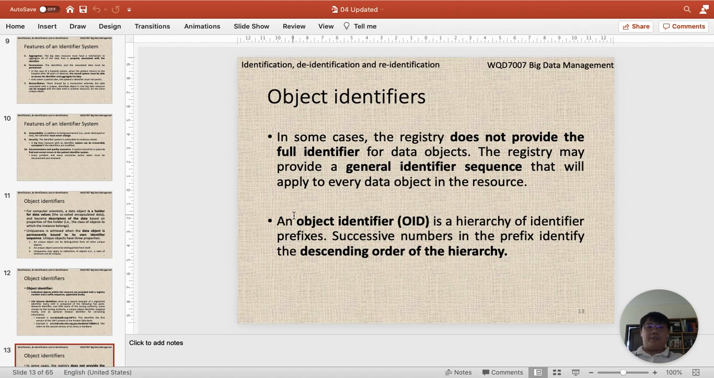So an identifier object over here is a hierarchy of identifier prefixes. Successive identifier prefixes identify descending order of the hierarchy. You notice that every single level you can treat somehow like a class or a grouping. So that it basically helps you to know that your particular identifier belongs to a certain kind of category when you are using this kind of identification system.